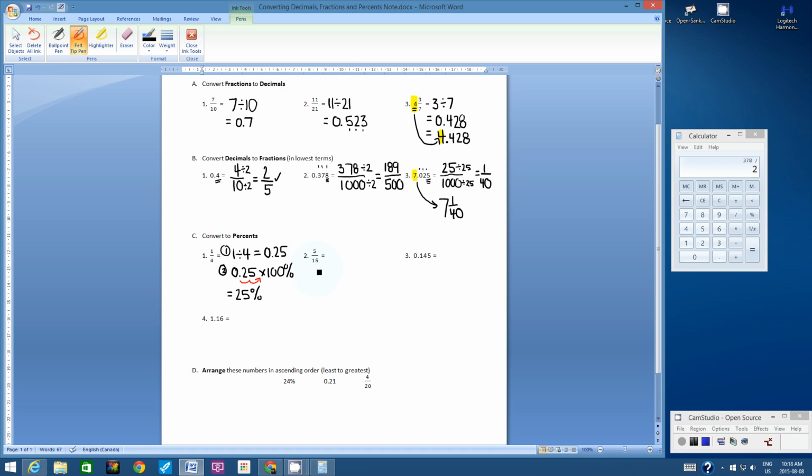Okay, let's go on to number 2. So number 2 is very similar to number 1 in terms of the steps we use. So step number 1, what did we do? We converted the fraction to a decimal. So in order to do that, we divide the numerator by the denominator. Okay? I want you to use your calculator to solve that decimal answer.